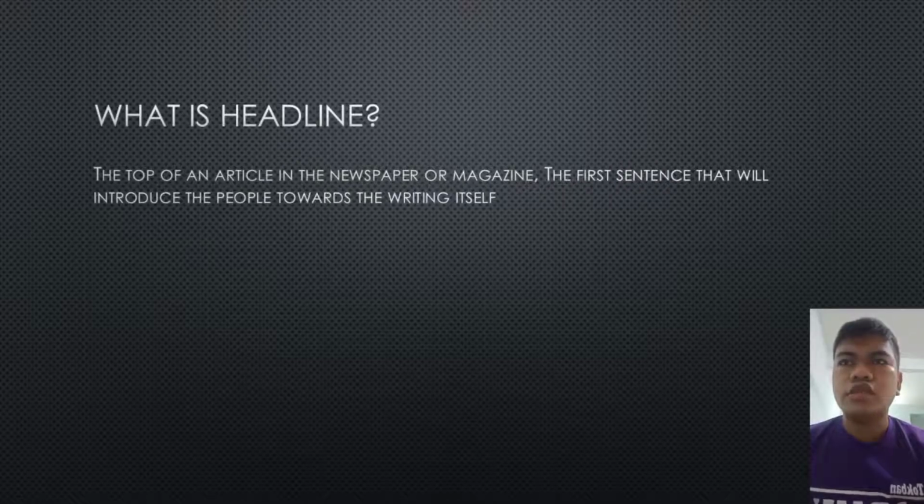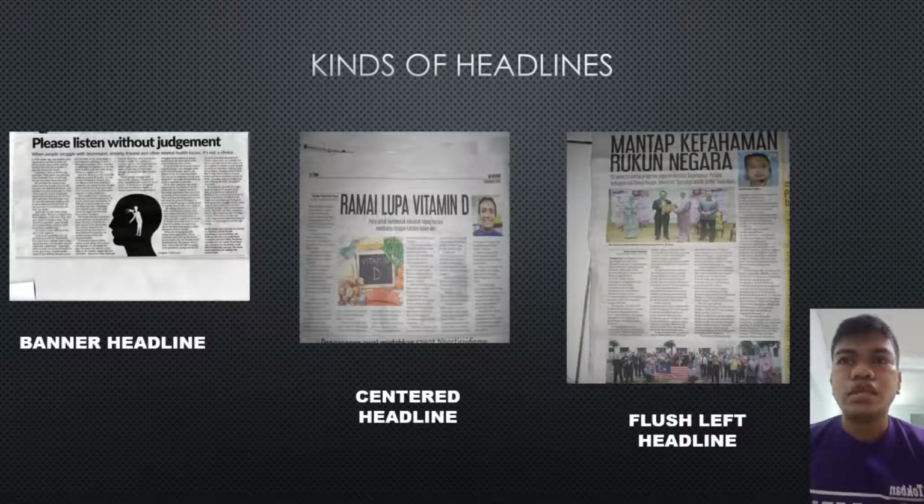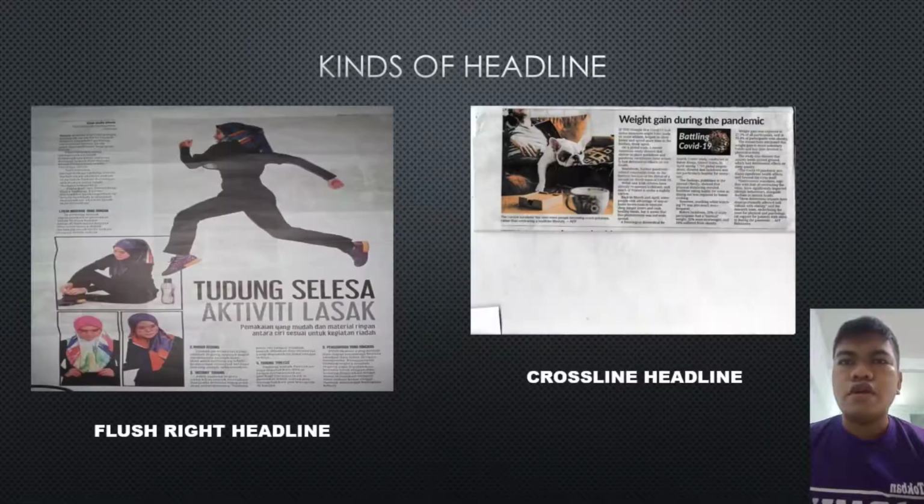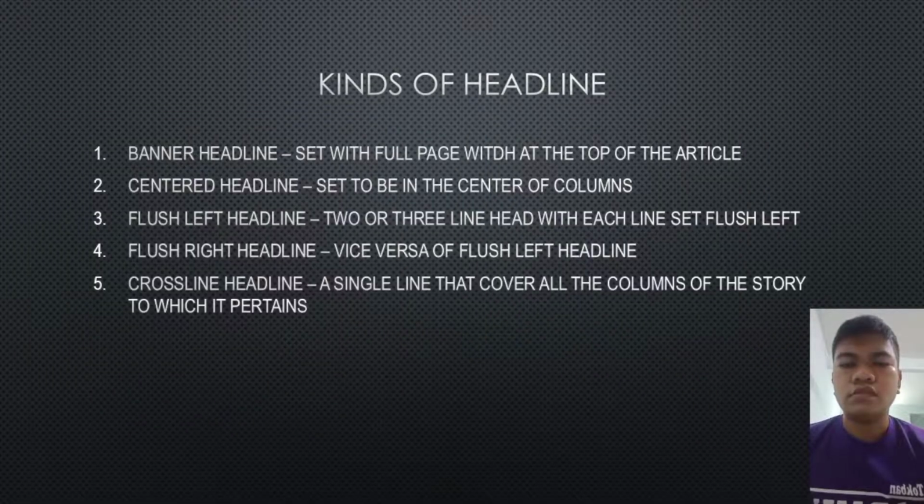So what is the headline? Headline is the top of an article in a newspaper or magazine, which is the first sentence that will introduce the people towards the writing itself. There are several kinds of headlines. There are banner headline, centered headline, flash left headline, flash left right headline, and crossline headline.